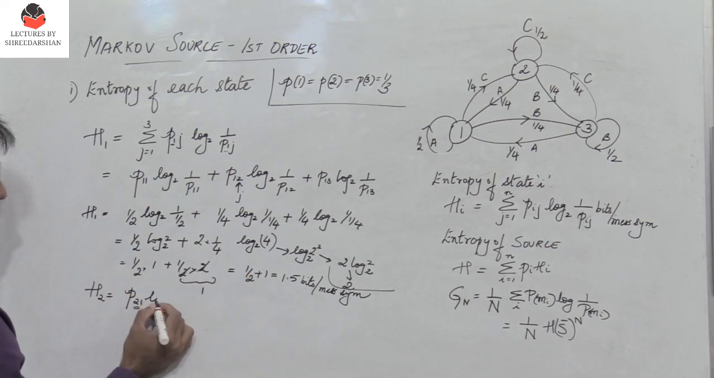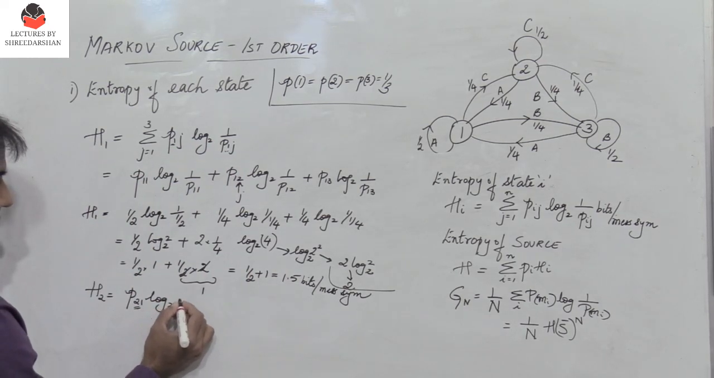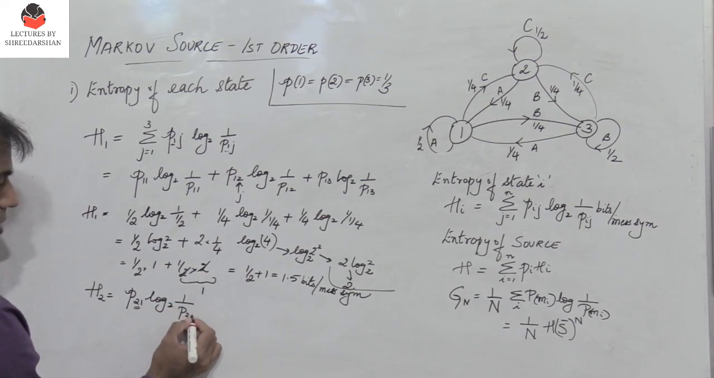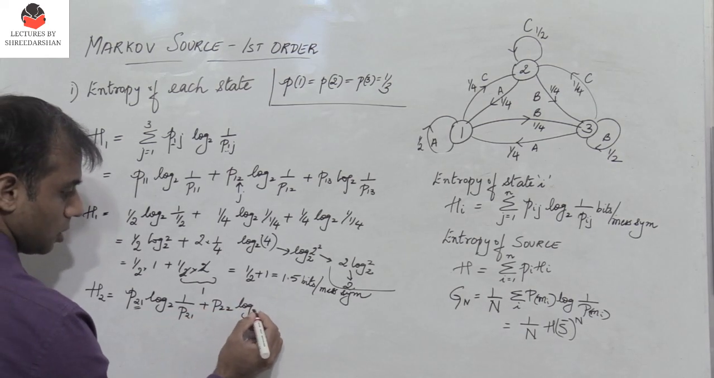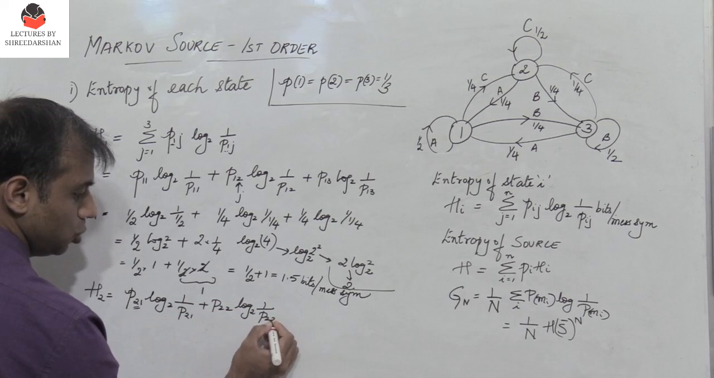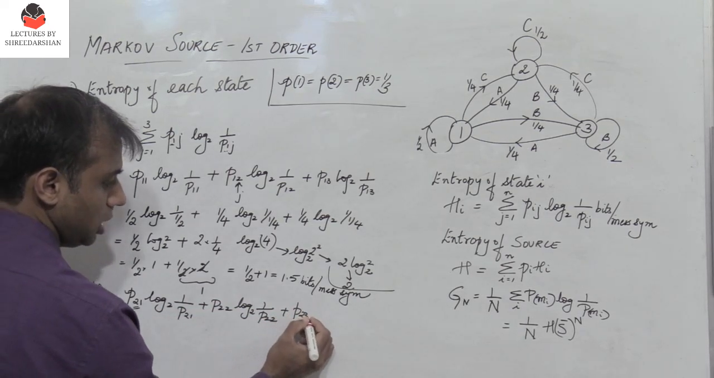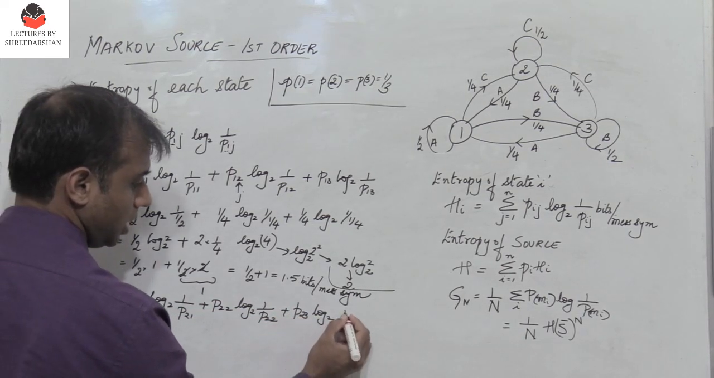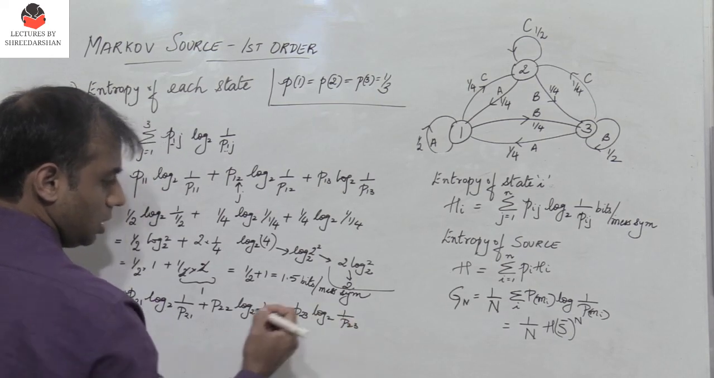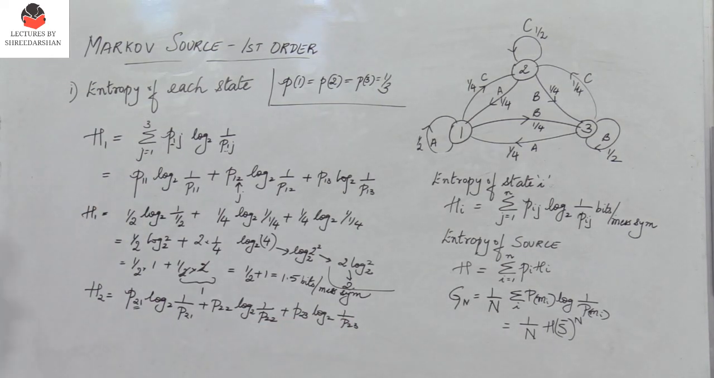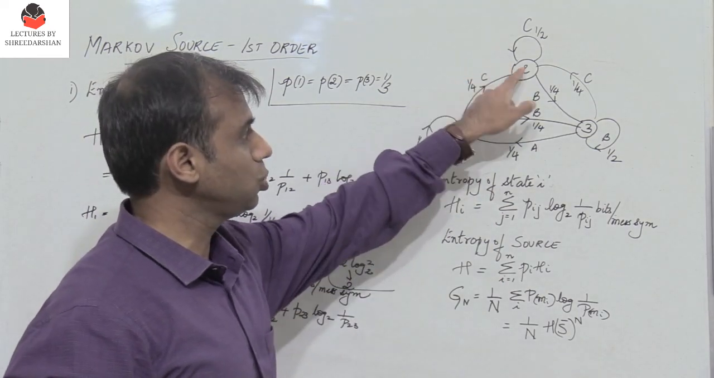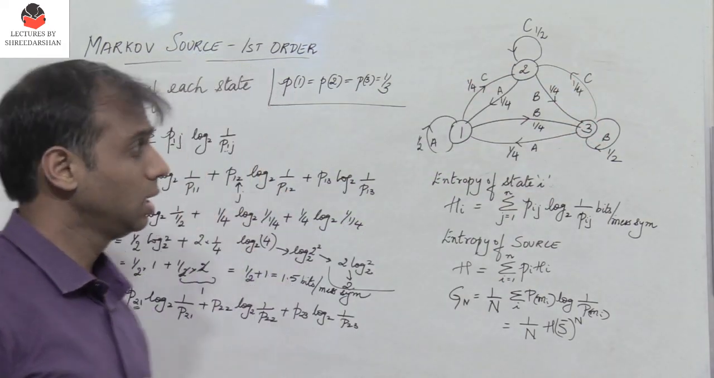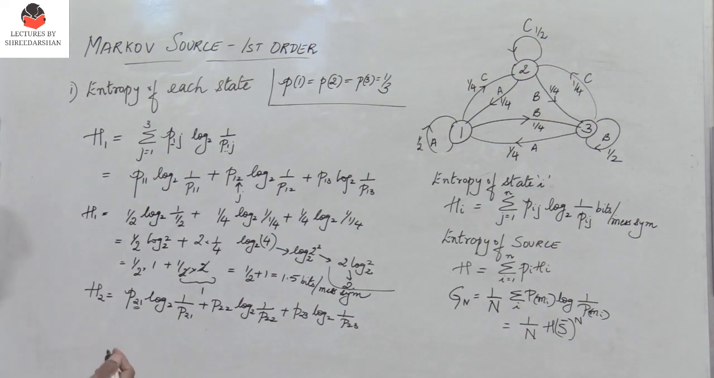So P21 log to base 2 1 by P21 plus P22 log to base 2 1 by P22 plus P23 log to base 2 1 by P23. Now what do you observe? Again, P21 is 1 by 4, P22 is 1 by 2, P23 is 1 by 4. So you get the same values, isn't it?